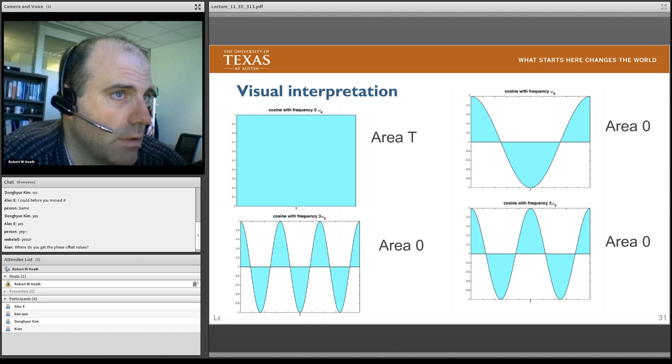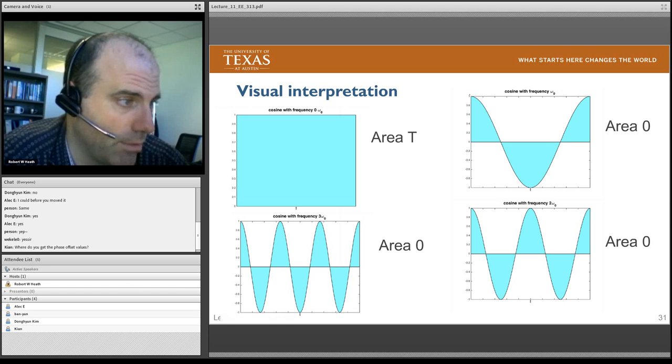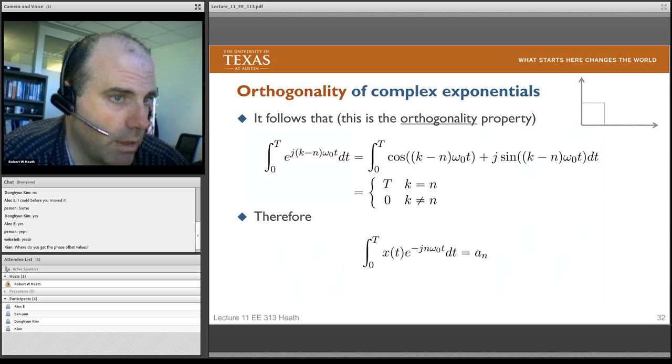If I have omega not zero here, look, this is a cosine. And I'm integrating over one period, right? So if I integrate over one period, the part above the 0 is the same area as the part below. So if you integrate a cosine over one period, it integrates to 0. If you integrate three times that fundamental frequency, you get three periods, it integrates to 0. You integrate two times the fundamental frequency, you get two periods, it integrates to 0. So the only time it doesn't integrate to 0 is the case where you have a cosine of 0, which is just 1.